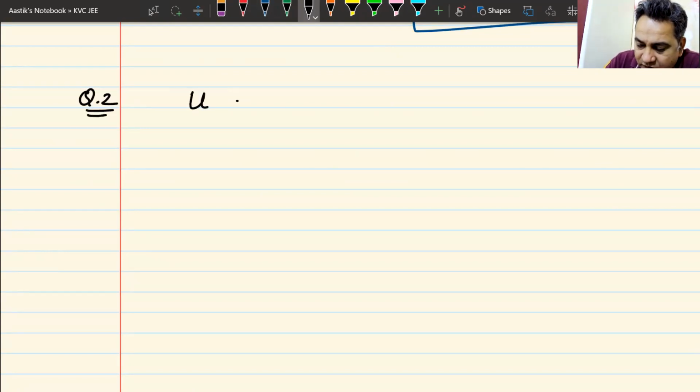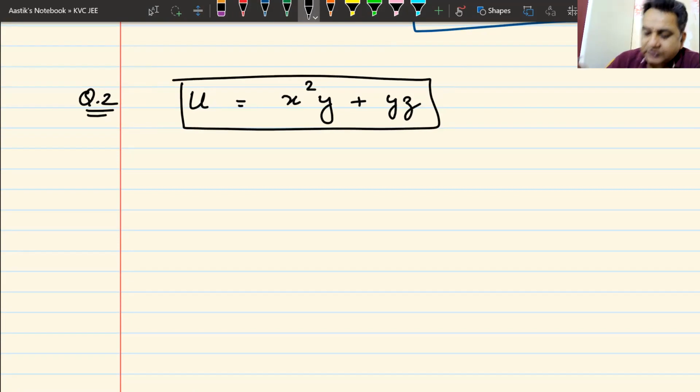The energy function of a force is given by x squared y. I already gave this question previously, but then I changed it. x squared y plus yz. Can you calculate the force function, the conservative force whose energy is given by this equation? A minute, 2 minutes. The time starts now.